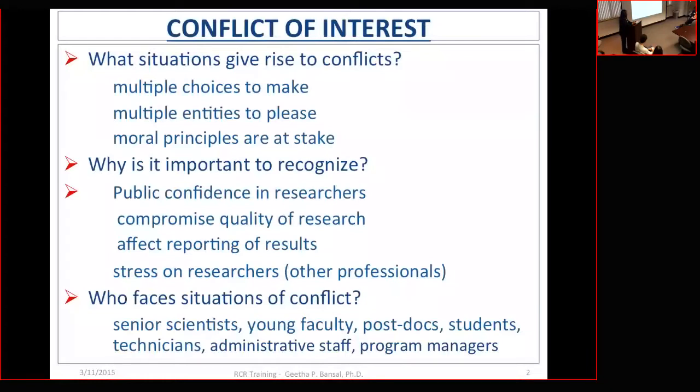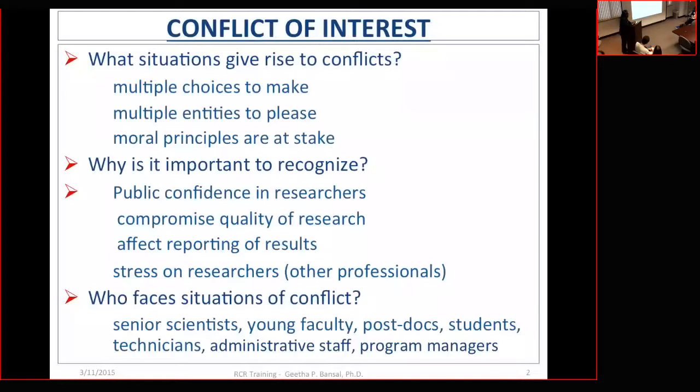Who faces those situations of conflict? I just said that. Pretty much everybody that's in the research business. We're talking responsible conduct in research. Pretty much everybody here: students, faculty, postdocs, administrators, all the people involved in the research atmosphere go through the same kinds of questions, and they'll go through conflict issues.